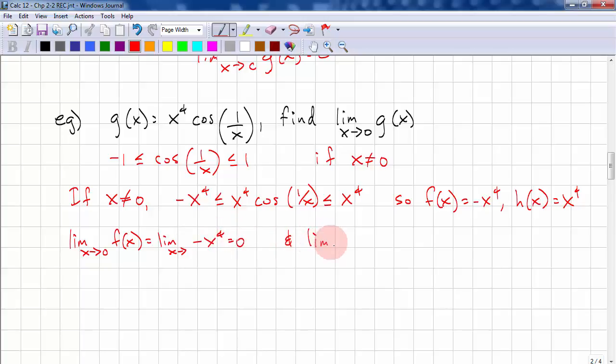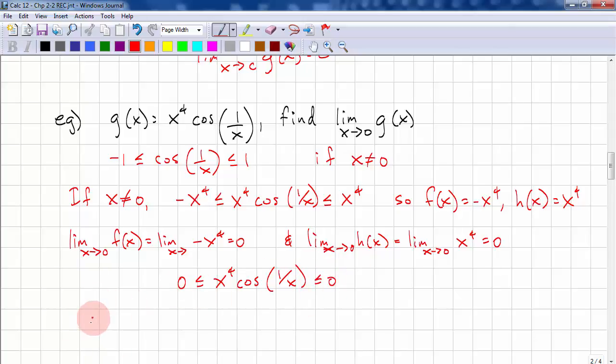Now we need to do the limit of h of x, and we substitute, and we get 0. And now we substitute again. 0 is less than or equal to x to the power of 4 cos 1 over x is less than or equal to 0. Since both of these are the same, we can use our theorem.